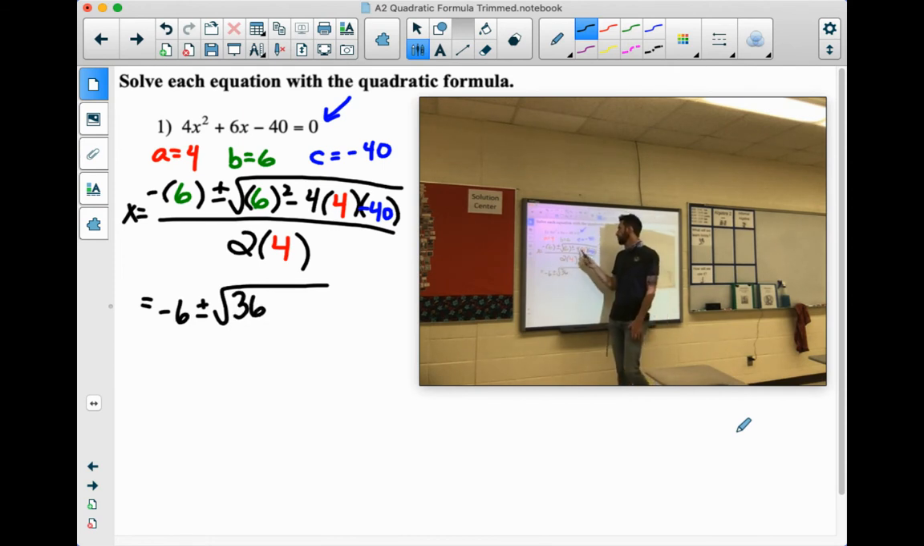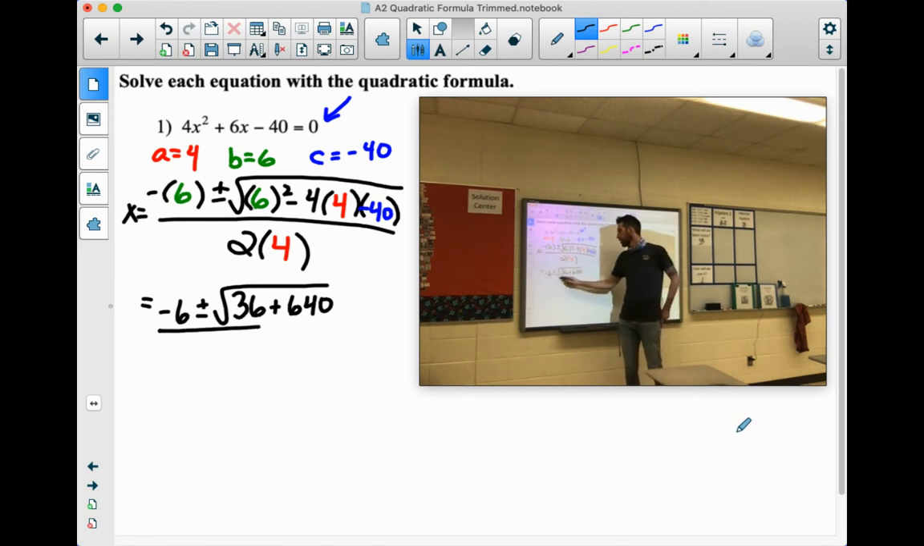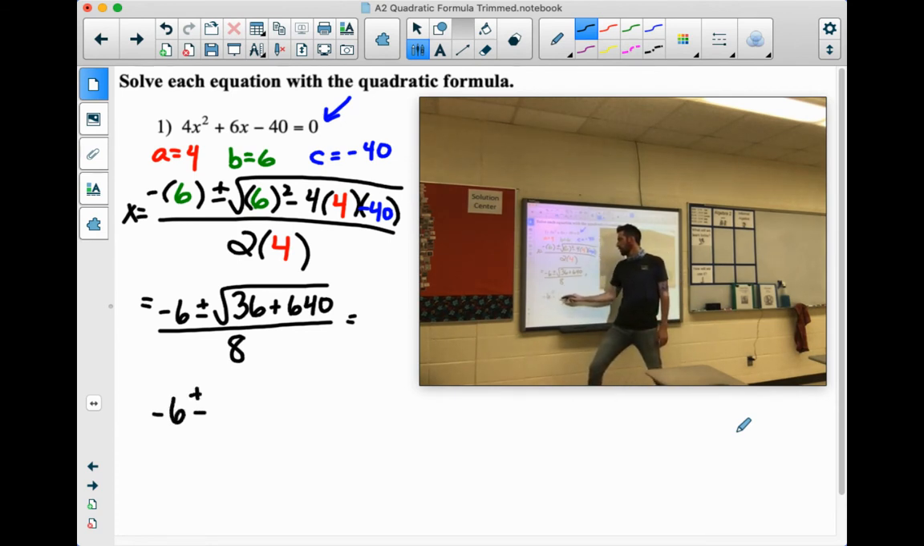The tough part is you have this negative 4 times 4 is negative 16, times negative 40 changes it to plus. So 16 times 40 is 640. And then on the bottom we have 2 times 4 is 8. So if we simplify a little more, inside the square root symbol, you have 36 plus 640. That's 676.